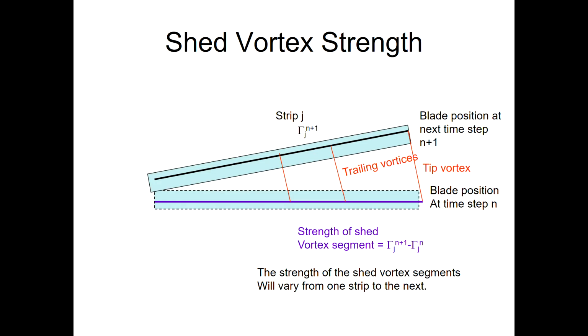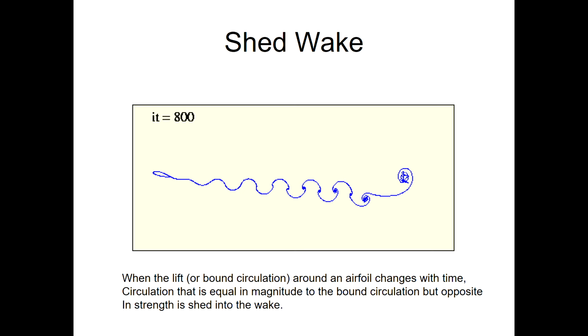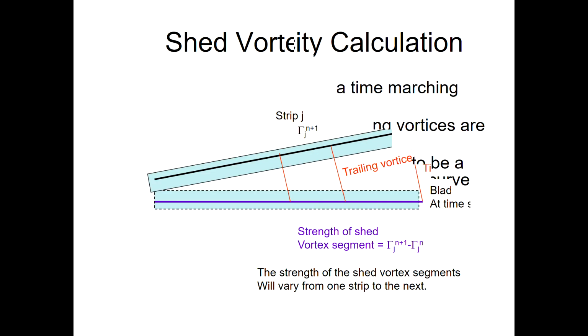How about the shed vortices? So one azimuth location psi, another location psi plus delta psi. If the strength gamma changes, then the delta gamma at a given blade element in the azimuthal direction gets dumped into the wake, just like this aerofoil was doing, vortices in the wake. Okay. So you have shed vortices and you have trailing vortices.